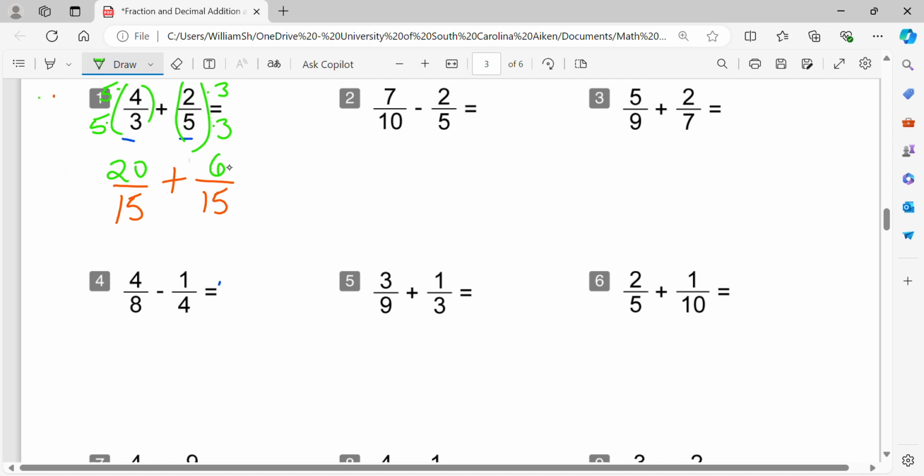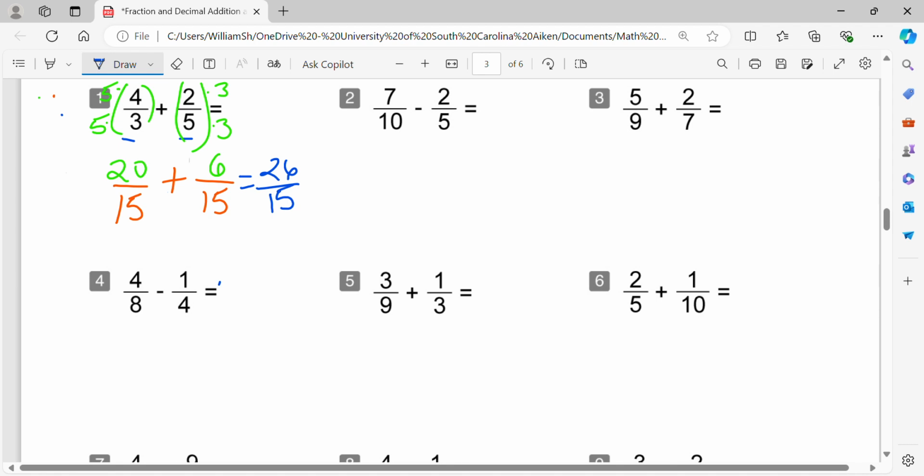Okay, now that I have a common denominator here of 15, I can simply add my numerator terms. 20 plus 6 is 26 over 15. And I'm done. Now, going forward, depending on the class you take, 26 over 15 may be okay to write. I would be okay with a response of 26 over 15.